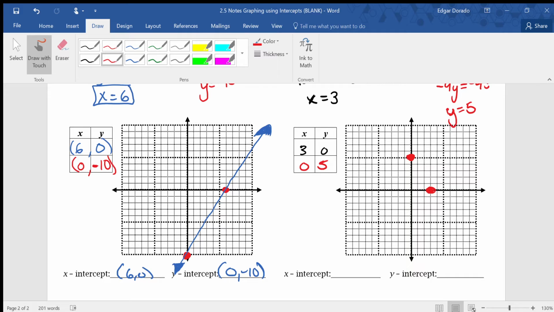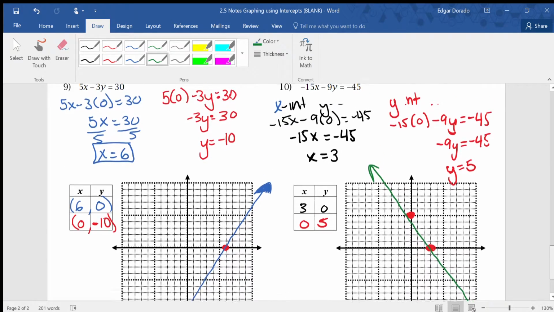So let's go ahead and draw a line through those. Oh no, that was horrible. Let's try that again. Still pretty bad, but hopefully you guys did a better job than I did. Okay, so let's go ahead and write down our 2 intercepts. So (3, 0) and (0, 5).